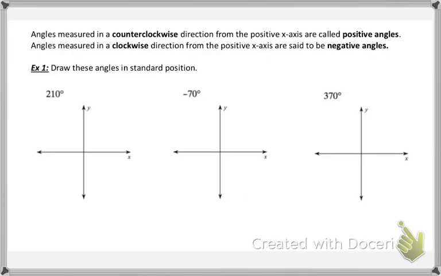So when we have an angle that we rotate counterclockwise from the positive x-axis, we call those positive angles. And usually, when we talk about an angle, we always spin it counterclockwise from the positive x-axis. There's also negative angles, and the only difference is that for negative angles, we rotate it clockwise from the positive x-axis.